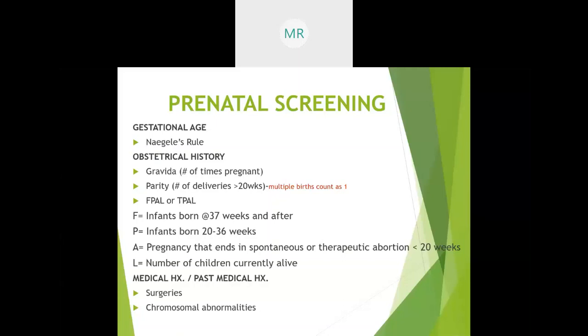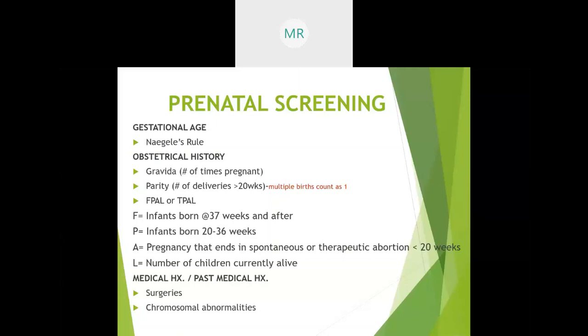Abortions, pregnancy that ends in spontaneous or therapeutic less than 20. So if you have a mom that had a miscarriage at, let's say, 18 weeks, that's going to go under abortion. It will not be considered a preemie until it's after 20 weeks. So yes, her baby didn't make it, and the baby was only 22 weeks, but that will be considered a preemie. But if she had a miscarriage at, let's say, 19 weeks, and yes, the baby didn't make it, then that will obviously be considered under abortion.